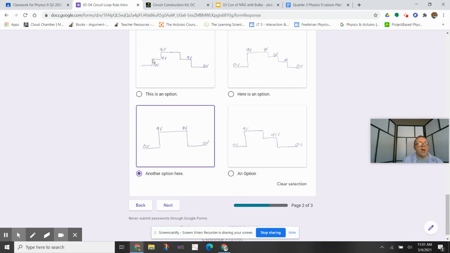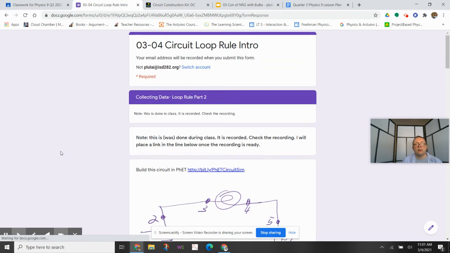The option above would have 2 batteries, since there are 2 steps up, and then also 2 light bulbs, 2 steps down. This diagram would have 1 battery and then 1 step down, 2 steps down, 3 steps down. So that would have 3 light bulbs. This diagram would have 1 step up, so 1 battery, and then 2 steps down, 2 bulbs. The circuit that we just did, 1 bulb, 1 battery, there you go.